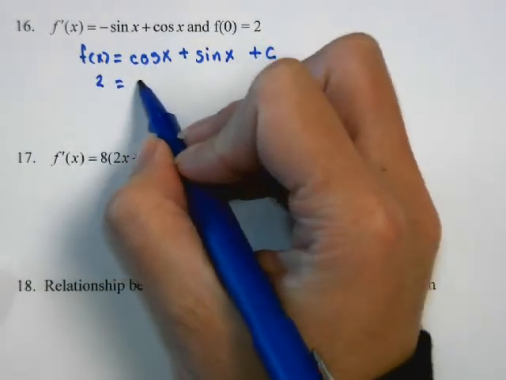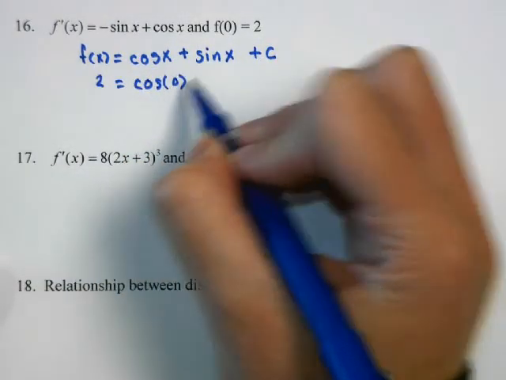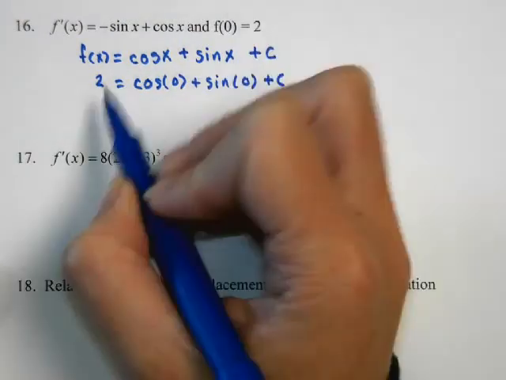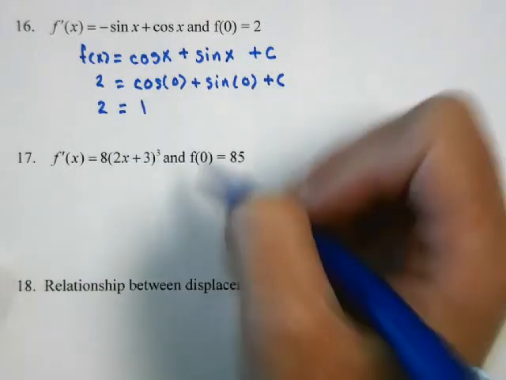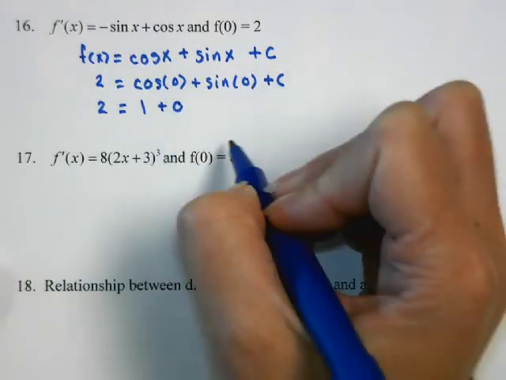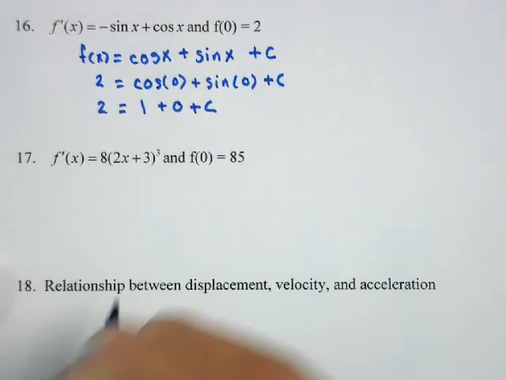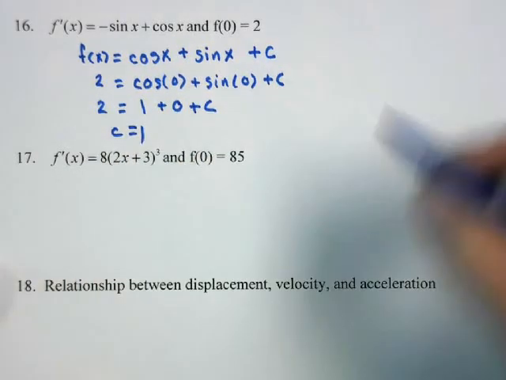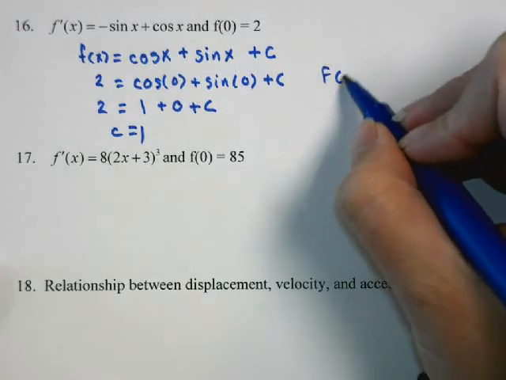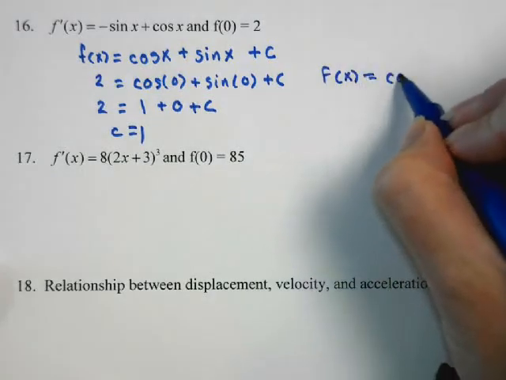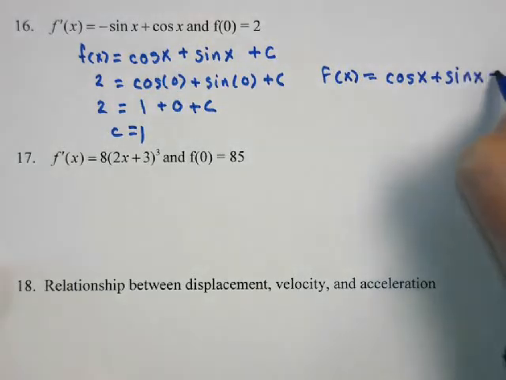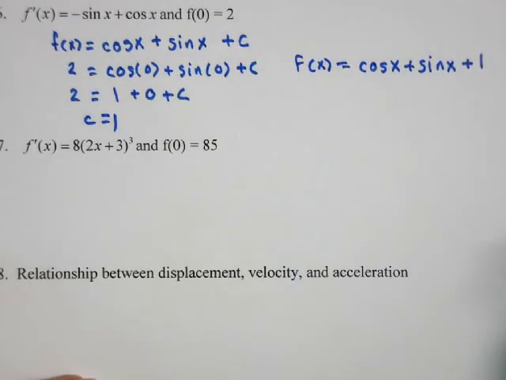Now we'll plug in our information. So 2 is equal to cosine of 0 plus sine of 0 plus c. Cosine of 0 is 1. Sine of 0 is 0 plus c. So I'll subtract that 1. So my c is 1. So my particular solution is cosine of x plus sine of x plus 1.